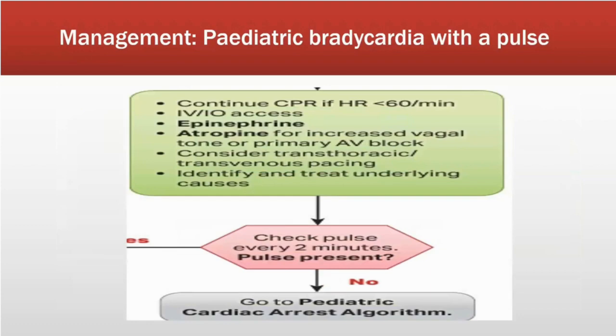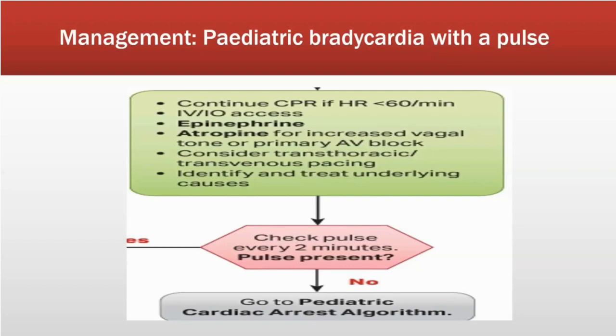So if pulses, perfusion, and respirations are adequate, no emergency treatment is needed. However, monitor and continue evaluating. If the bradycardia and cardiopulmonary compromise persist, continue your CPR, get your IV or IO access, and administer your atropine for increased vagal tone or primary AV blocks. Consider transthoracic or transvenous pacing, and identify and treat any underlying causes. Always check your pulse every 2 minutes.